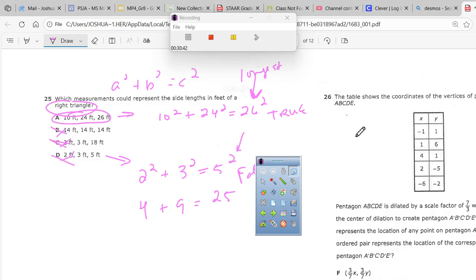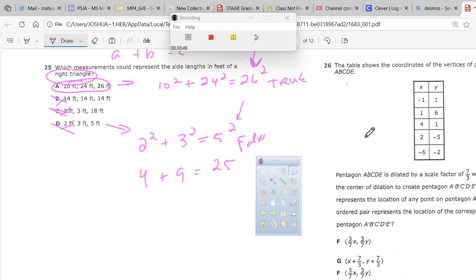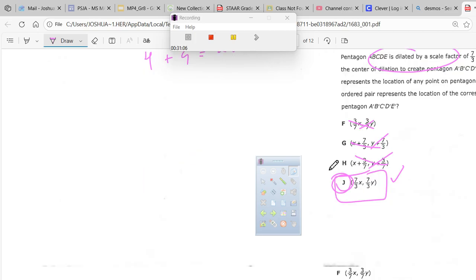Moving on over here. I see dilated. Oh, that's easy, guys. To dilate means to multiply. So you multiply by 3 over 7. That's the one right here. J. Again, you multiply with dilation. It's really easy. Okay, let's check over here.